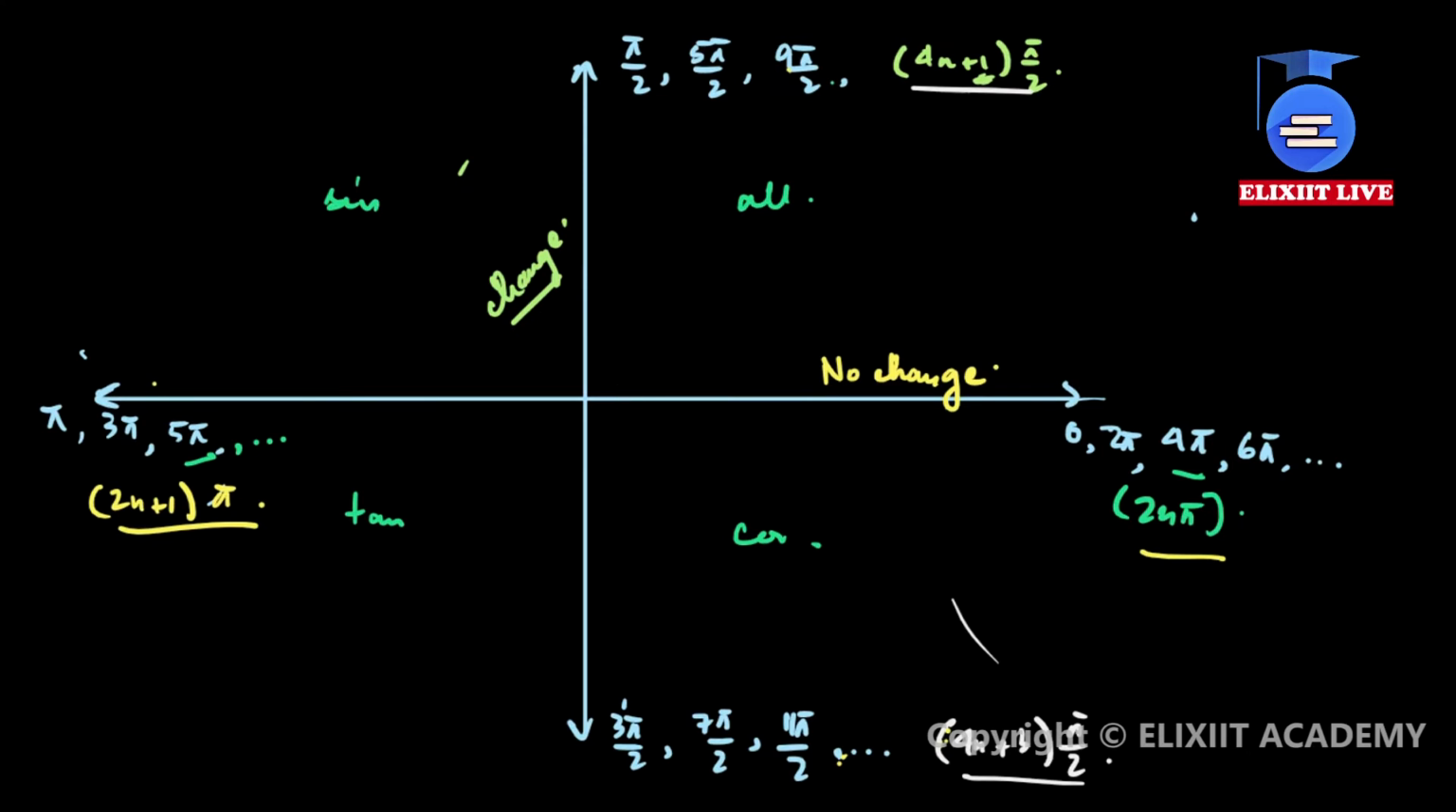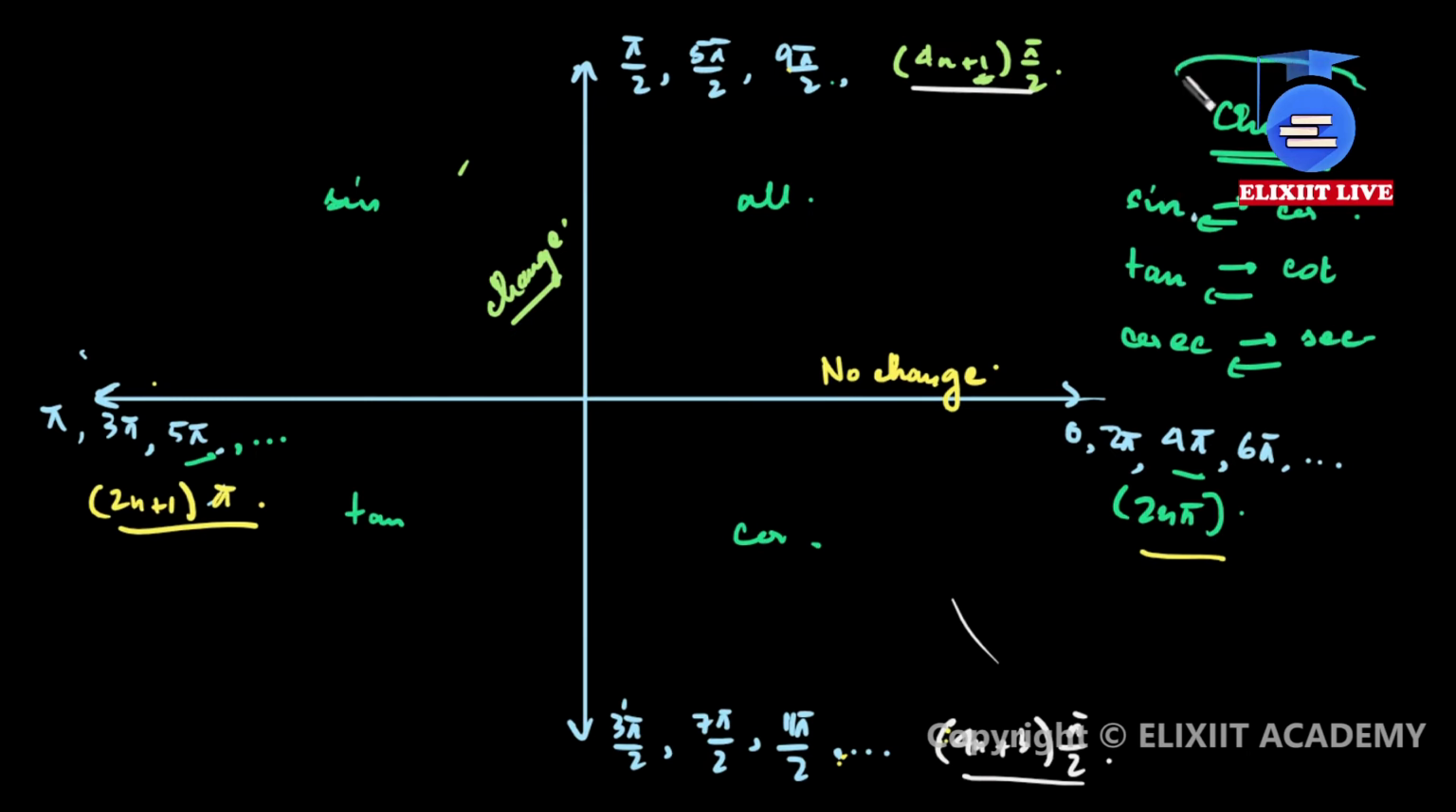Understand the meaning of change. Change means sine will become cos, cos will become sine, tan will become cot, cot will become tan, then cosec will become sec, sec will become cosec. This is the meaning of change. I keep it under a box just so as not to confuse it with the diagram. If you're traveling on the y-axis, these changes will occur.